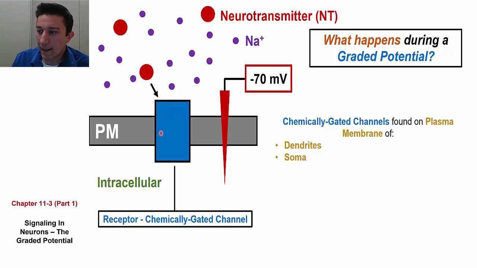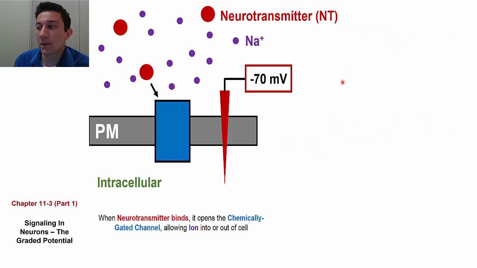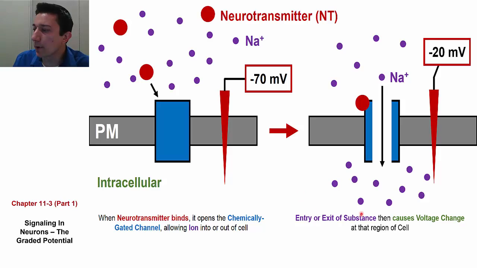So if neurotransmitter doesn't bind to our neurotransmitter receptor or chemically gated channel here, the cell is not going to respond to it. Okay. When the neurotransmitter binds, it's going to open this chemically gated channel. In our example here, our chemically gated channel or neurotransmitter receptor is going to let sodium into our cell. So what we'll see here is that this channel will open. Sodium is going to come into our cell, and our membrane voltage is going to change a little bit because sodium is a positively charged ion.